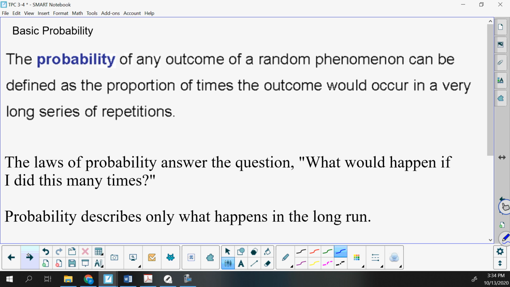If you do something a small number of times, it might not match what the actual probability is. So it describes what happens over the long run. For example, if I flip a coin 10 times, the theoretical probability says that you should get 5 tails. But if you actually try that, you might not get 5 tails.